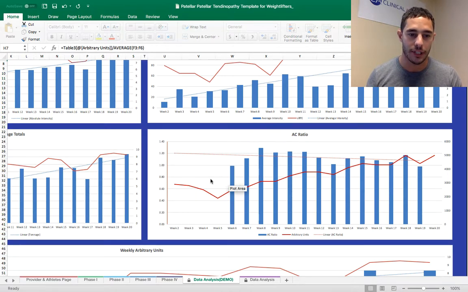So a 1 would mean that you're doing exactly the same amount of work that you have averaged in the past month. And a 0.8 means that you're acutely doing a little bit less work. Maybe it's a deload. And then a 1.3 would mean that you're progressing. You're doing more work. You did more work this week than you had in the average of the previous month.